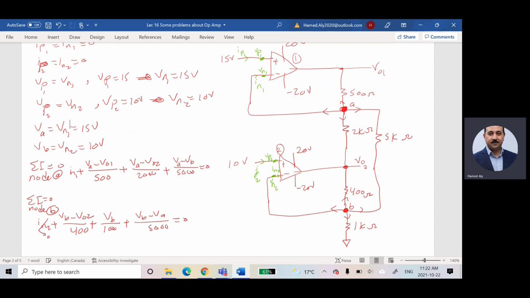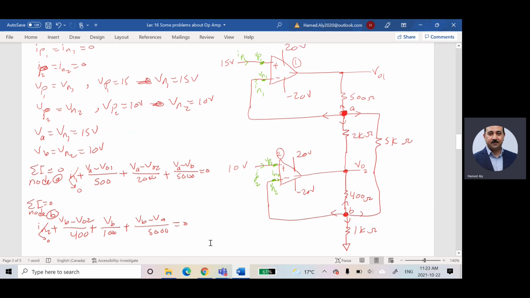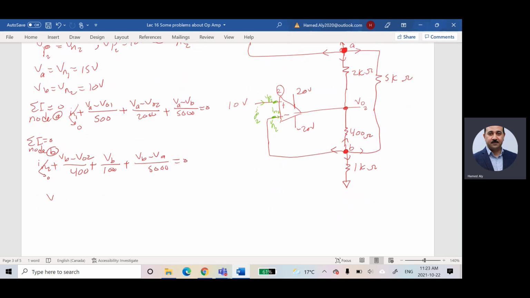Now, this guy is 0 and this guy is 0. I know everything about VA and VB, but I don't know V output 1 and V output 2. Based on these equations, I can find them. From this equation, I can calculate V output 2 and then substitute in this equation for calculating V output 1. If you try to do that, you will find that V output 1 is equal to 15.85 volt and V output 2 is equal to 13.6 volt.